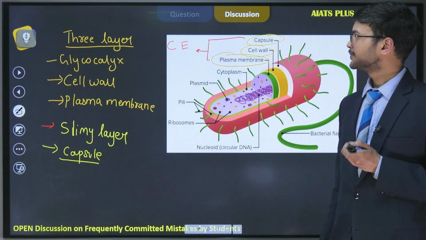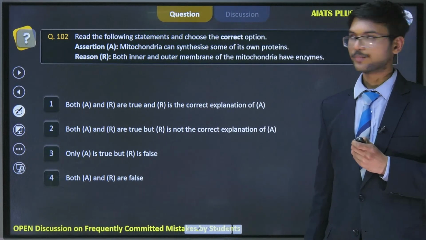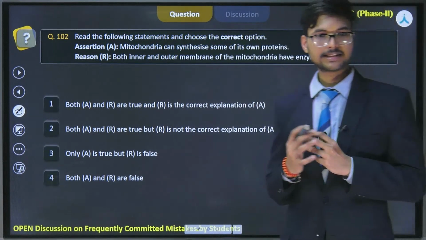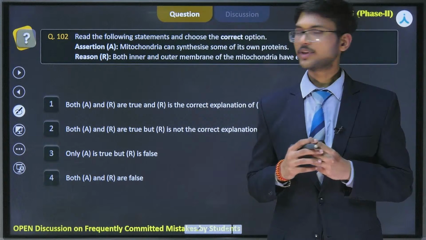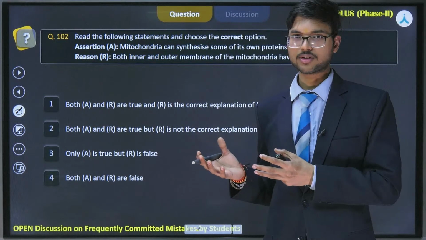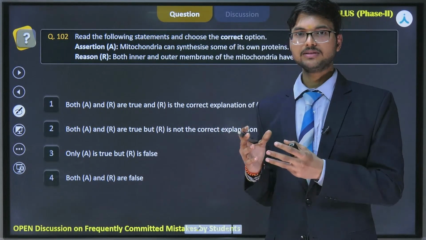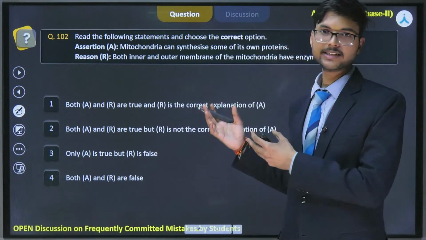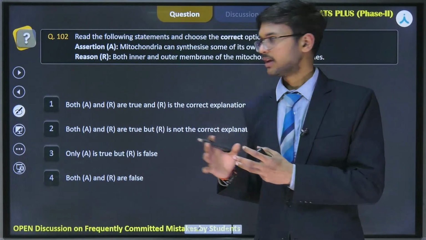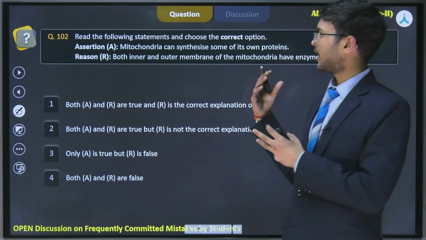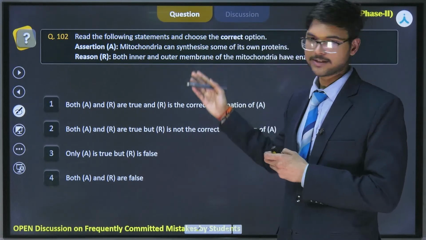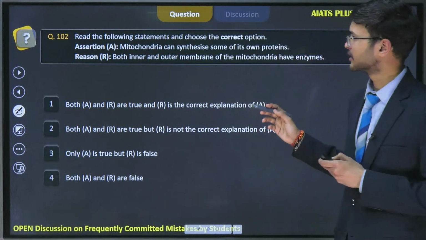Let's move to the next question. Question number 102. Read the following statements and choose the correct option. So here comes the assertion and reason question, where most of the time students are very much confused about whether a reason is a correct explanation of the assertion or not. There is a simple trick to check this. You can use because, hence, or therefore. These words can help you analyze the statements and re-evaluate whether the reason is a correct explanation of the assertion.